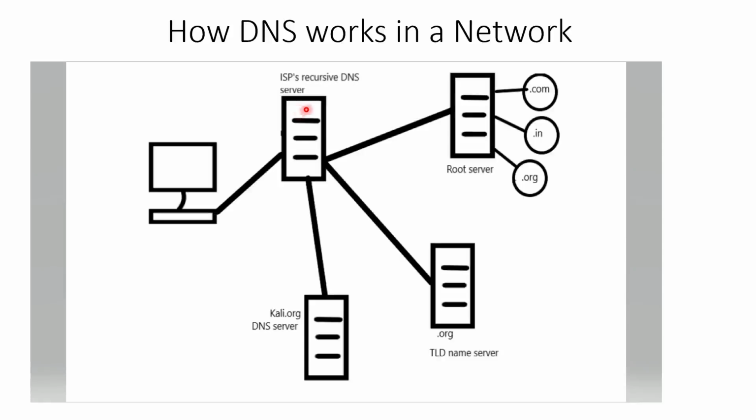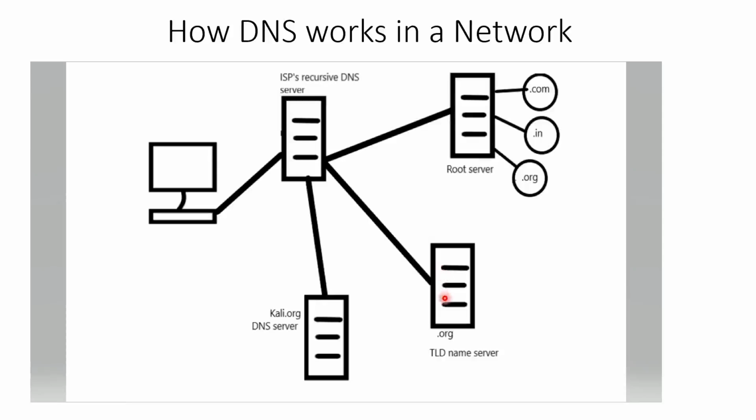The recursive DNS server will search in its local DNS cache for the IP address. If the IP address is found, the query will end here and the website will be displayed to the user. If it is not found, the query will be sent to the root server. A root server contains all the information about the top level domains like .com, .in or .org and many more. In our example, we are searching for kali.org. So the root server will lead us to the .org TLD name server.